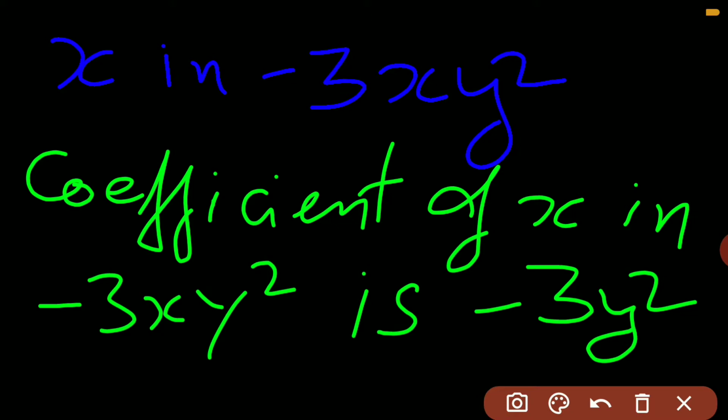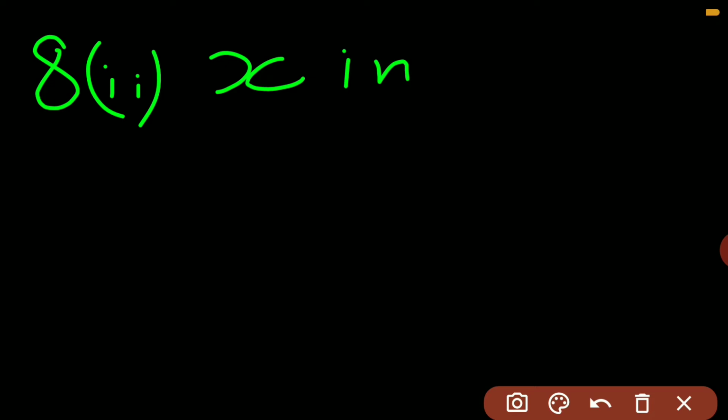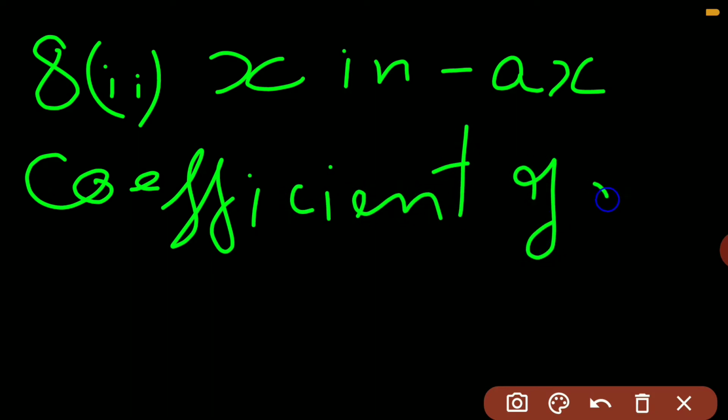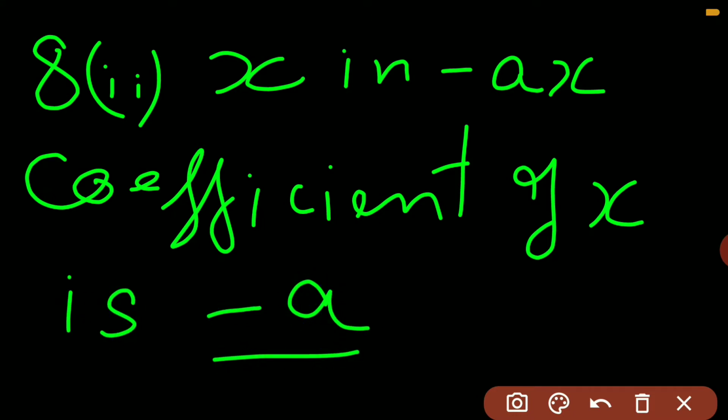Let us try to do question number 8.2. The question reads as the coefficient of x in minus ax, right? So what will be the answer? Coefficient of x is how much? It should be minus a. That's my answer. That's how we are supposed to do number 8.2.